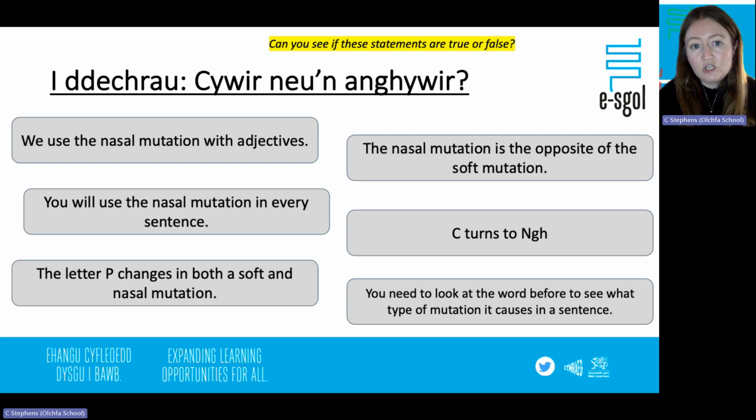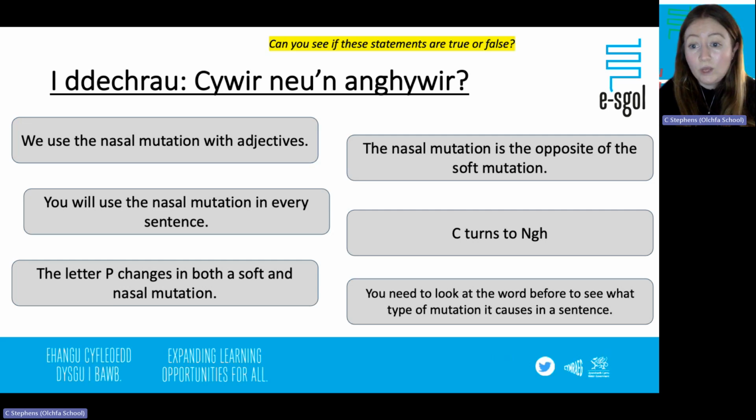So what I would suggest to you is when you've written a written answer, that you go back through and you work through the mutation. So do the soft mutation maybe first, then the nasal mutation, and then you can check your work for that. You will use mutations regularly, okay? They will be apparent in your work regularly, so it is important to check for them to ensure our grammatical accuracy. The letter P changes in both the soft and nasal mutation.